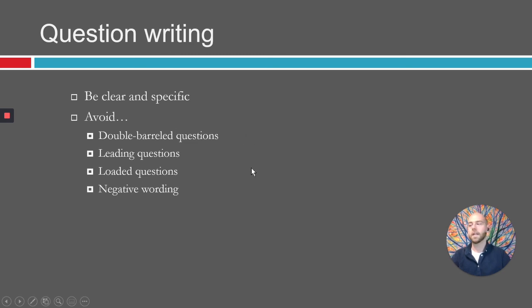Double-barreled questions might be something like, how important do you think it is that cars be safe and fuel efficient? Well, you're asking two questions. You're asking how important is it that cars are safe, and how important is it that cars are fuel efficient? And people might answer both of those things at once. They might just be thinking about one or the other, or they might be conflicted about their answer.